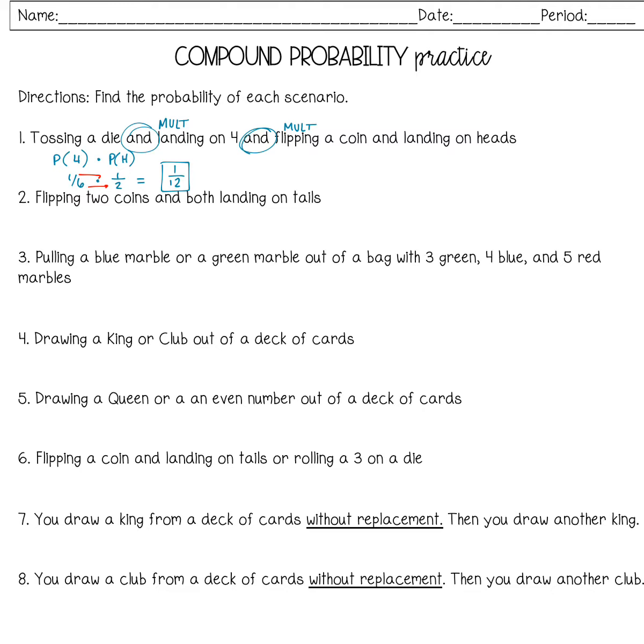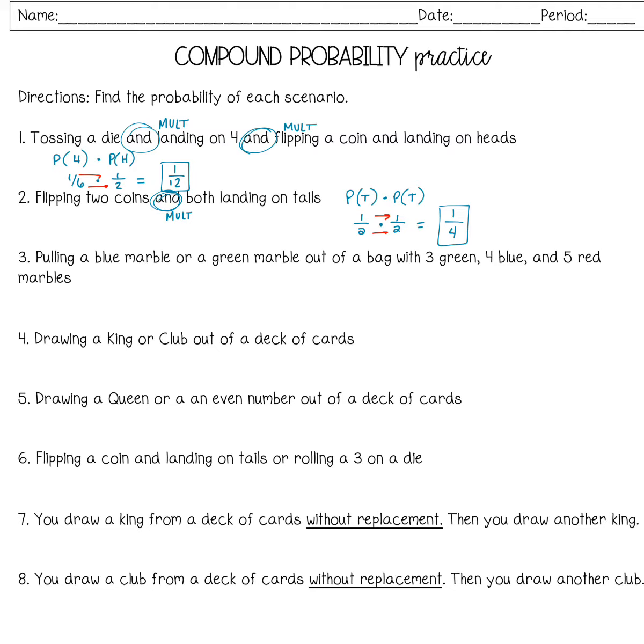Probability we flip 2 coins and both coins land on tails. And, so multiply. So probability of tails times the probability of tails. So we got 1 over 2 times 1 over 2, because one coin does not affect the outcome of the other. Multiply straight across. We know we got a 1 in 4 chance.